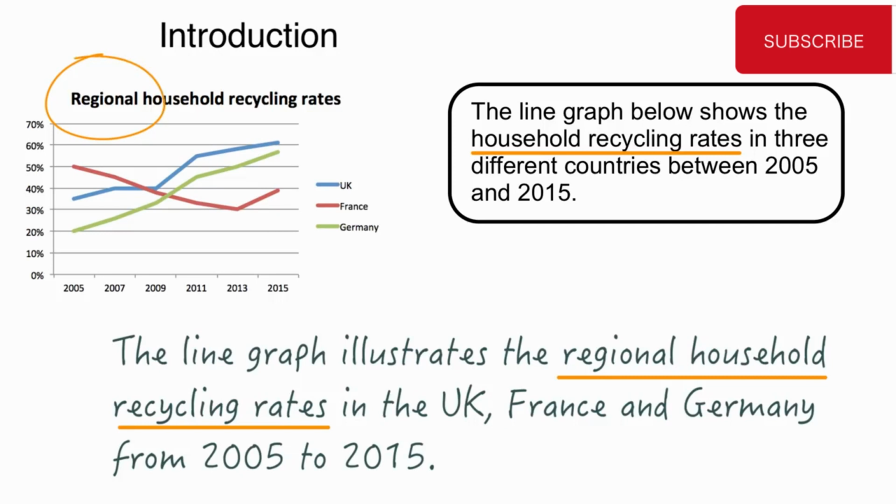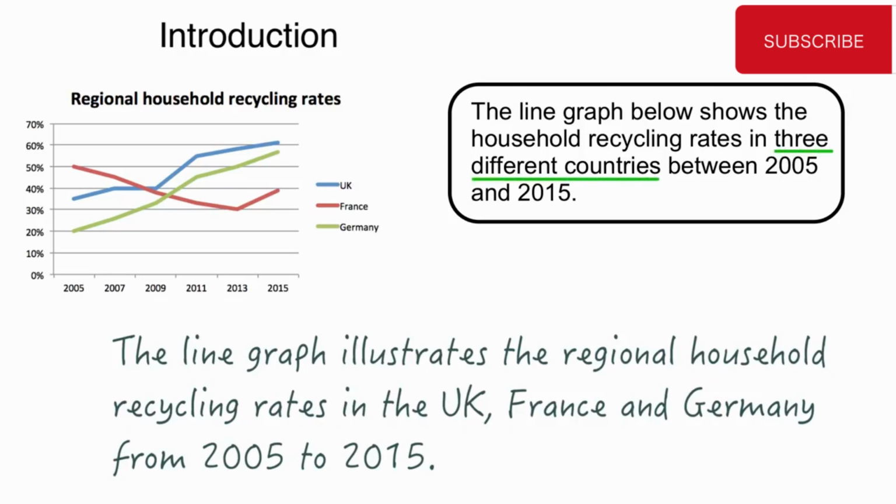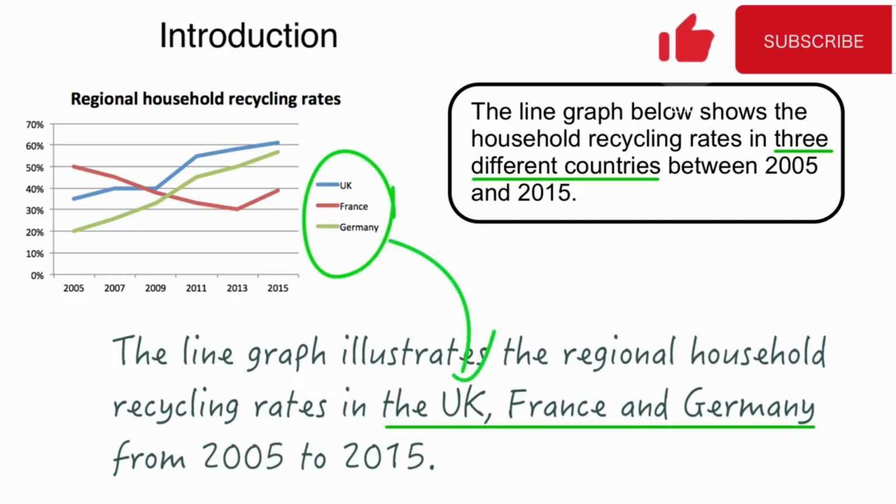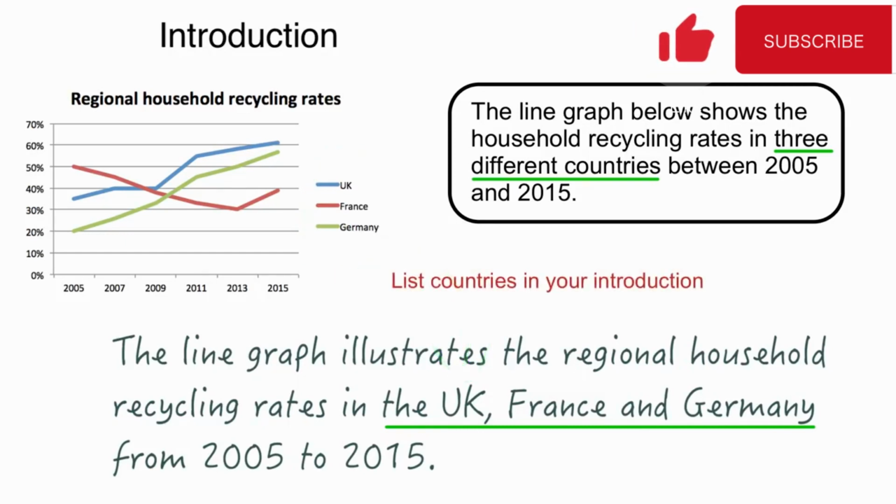So you see, I look at my graph and I look at my topic at the same time, and I include all the key information from my graph and from my topic into my introduction. After that, I list the countries. Instead of simply saying 3 countries, I give the specific names. I say the UK, France, and Germany. And it's a very good technique to give the names, as you should be very specific when introducing the graph. So, always try to list countries in your introduction.